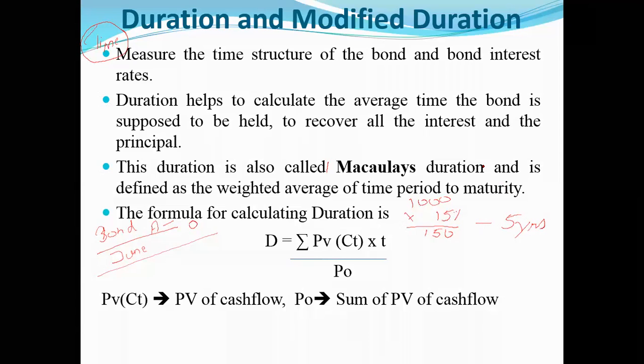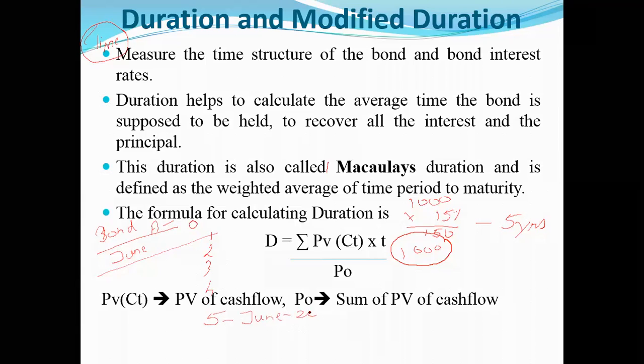Clear? And at the end of the tenure, she is going to receive her entire 1,000 rupees, which is nothing but the par value of the bond, or the maturity value of the bond. Now, ideally speaking, Rashmi will receive the rate of interest for the first year in June. Second year, she will receive in June. Third year, also in June. Fourth year and fifth year, also she will receive the money in June.